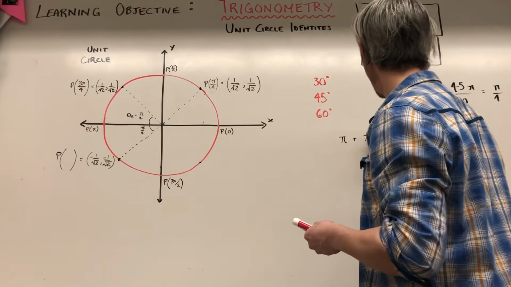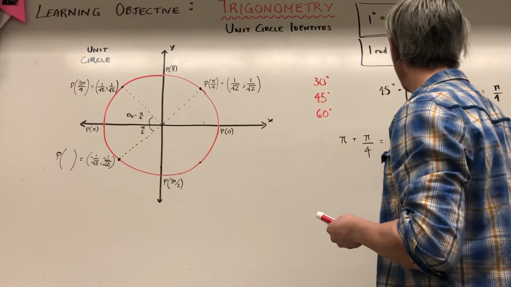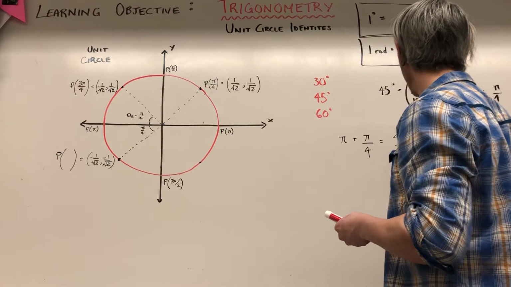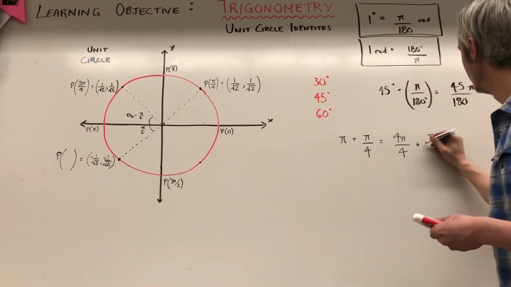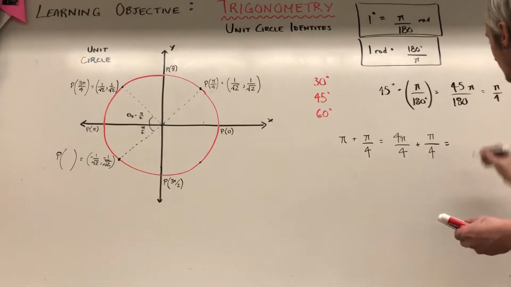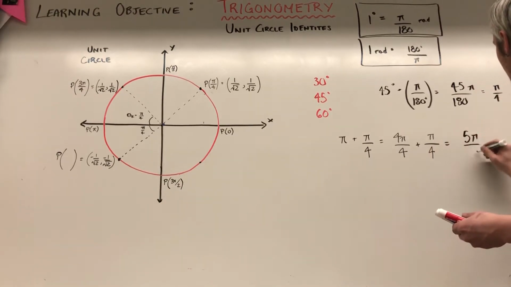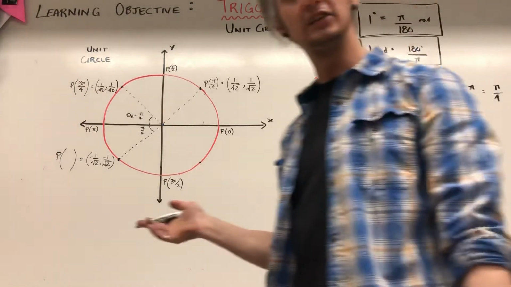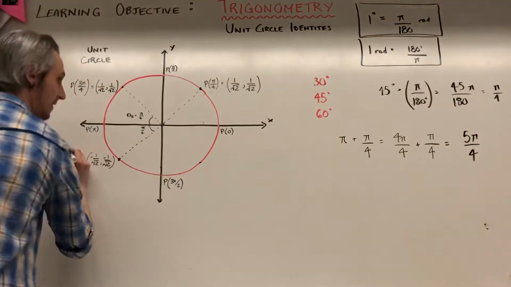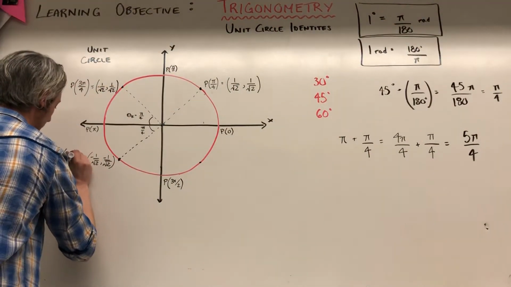Pi plus pi over 4 is the same as 4 pi over 4 plus pi over 4. So I have a common denominator, and I get 5 pi over 4. I could have also done it in degrees and then converted after. 5 pi over 4.